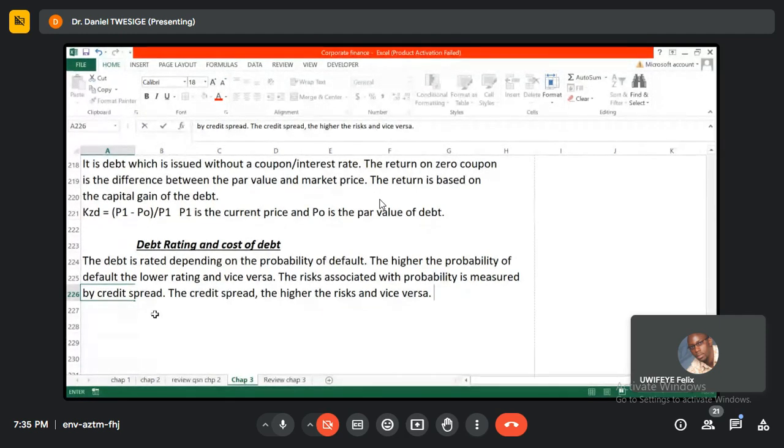If a debt has a high probability of default, it will have a high spread, and in that case, you will have a high risk for that debt. What does it mean? The higher the credit spread, the higher the risk, and vice versa.